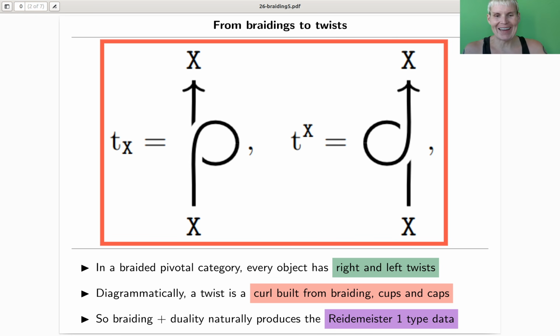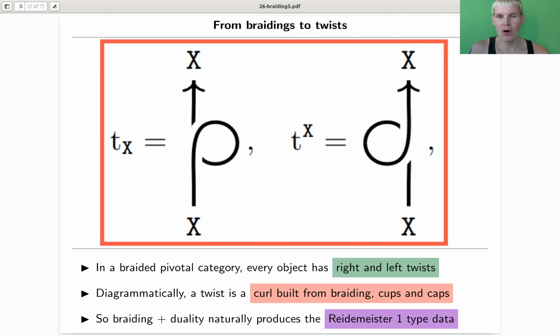And you can do that in any braided pivotal category, because braided, you just have a crossing, and pivotal, you just have caps and cups, so you can just do that, yeah? So every object admits right and left twists. And this is literally what it is, a curl defined from the braiding and the caps and cups. So in a braided pivotal category, you naturally get to these things, yeah? In a braided rigid category, you can write down these types of objects. So braiding plus duality naturally produces a Reidemeister 1 move. And braiding itself, of course, produces the Reidemeister 2 and 3 moves.